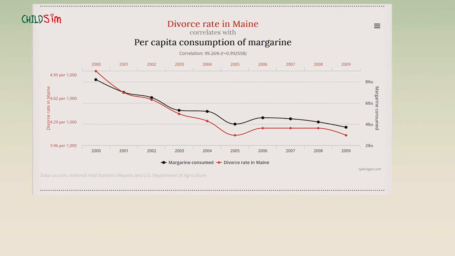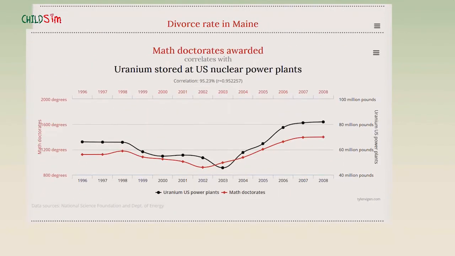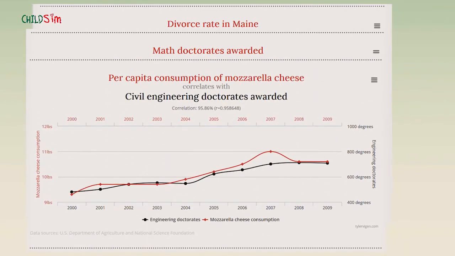So somebody has plotted these graphs to show us that divorce rate and margarine consumption are correlated, even though there's no reason why they should be. The number of maths doctorates awarded is correlated to the amount of uranium stored at US nuclear power plants. Again, this R value is 0.95. Very, very well correlated, but there should be no reason why these two things are. The consumption of mozzarella cheese is correlated to the number of civil engineering doctorates awarded. I can't remember what the R value is, but you can see that those lines are very, very closely drawn on that graph.